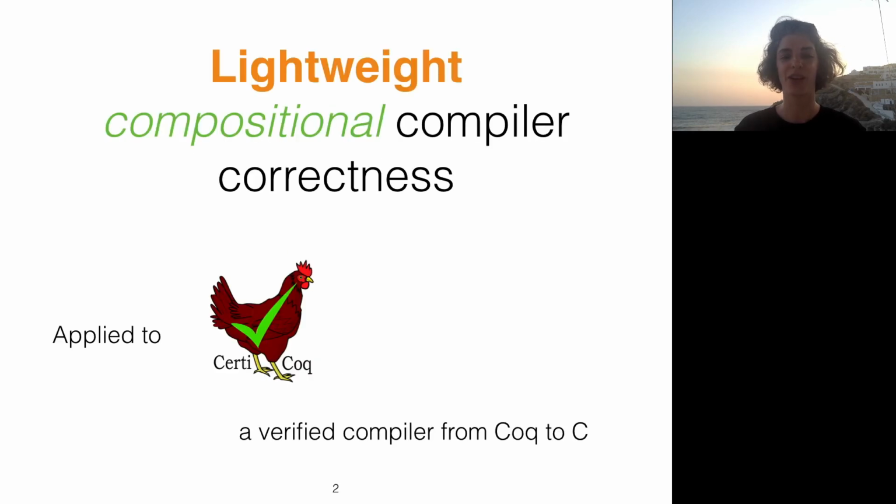This paper is about a new lightweight technique for compositional compiler correctness. We show how we can use existing compiler correctness techniques to obtain a compositional compiler correctness theorem that allows us to link together programs compiled with different compiler configurations. We apply this technique to compositionally verify the optimizing middle pipeline of the CertiCoq compiler, a compiler from the Coq specification language Gallina to C.